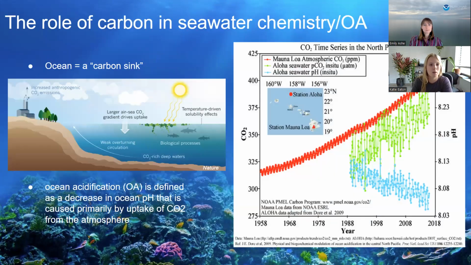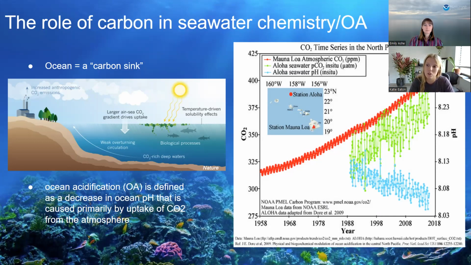So now I'm going to talk a little bit about the role of carbon in seawater and ocean acidification. So essentially, the ocean acts as a giant carbon sink. So through natural biological processes like photosynthesis, the ocean absorbs carbon dioxide from the atmosphere. And this is a particularly good thing for us because as humans, we emit a lot of carbon dioxide into the atmosphere through driving our cars or through factories and things like that. So it's actually a good thing that the ocean helps take carbon dioxide out of the atmosphere.